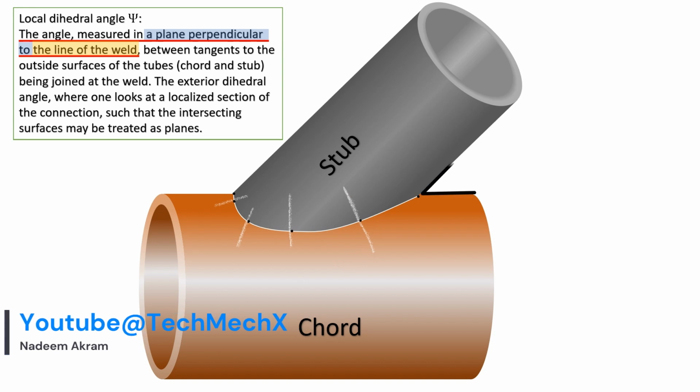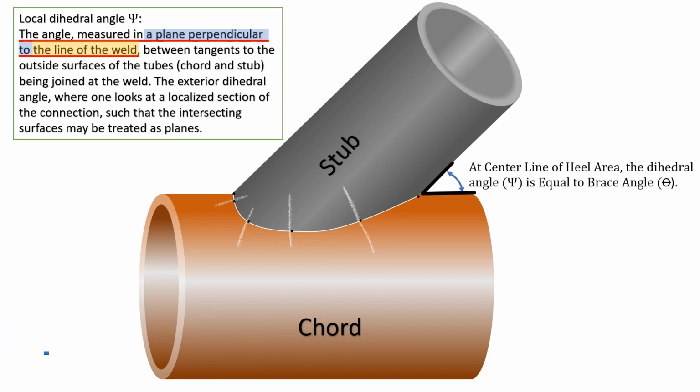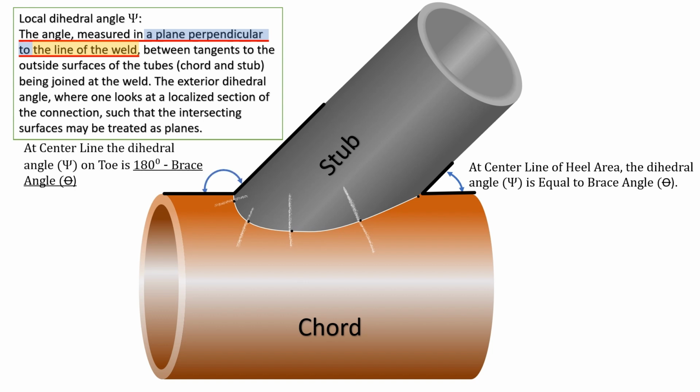At the center of the heel area, the dihedral angle is equal to the brace angle. For instance, if your brace is 30 degrees, the dihedral angle will be 30 degrees at the heel area. It is important to note that the heel is always considered the starting point for the zone marking for weld size with respect to the dihedral angle. Similarly, at the center line, the dihedral angle on the toe is 180 minus the brace angle. For example, if the brace angle is 30 degrees, then the local dihedral angle will be 150 degrees at the toe. Let's further dissect the definition.